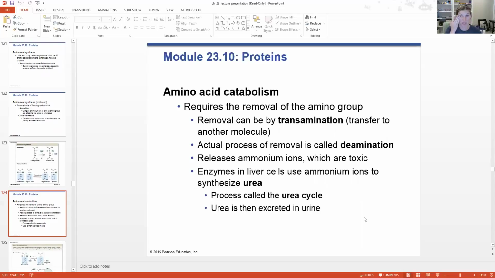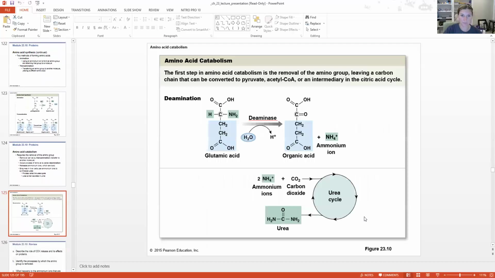Those ammonium ions are floating in our blood, and those ammonium ions are converted into urea. It's called the urea cycle. The urea is then excreted in the urine. It's what gives our urine that nice, lovely yellow color.